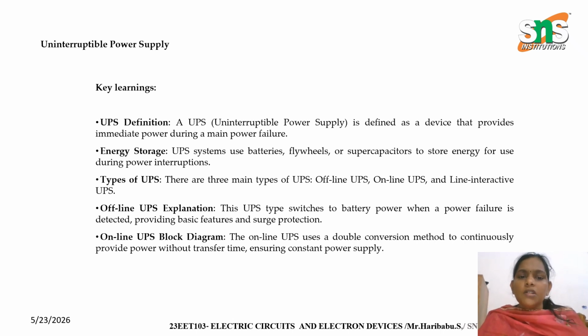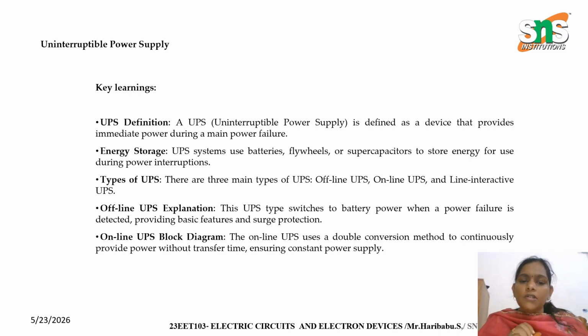The energy storage is based on batteries and flywheels and also supercapacitors to store energy during the power interruption. There are three types of UPS: one is offline UPS, online UPS, and line interactive UPS. So let us see about online UPS. This is a type of UPS that switches to battery power whenever a power failure is detected, which provides the basic features and gives protection.